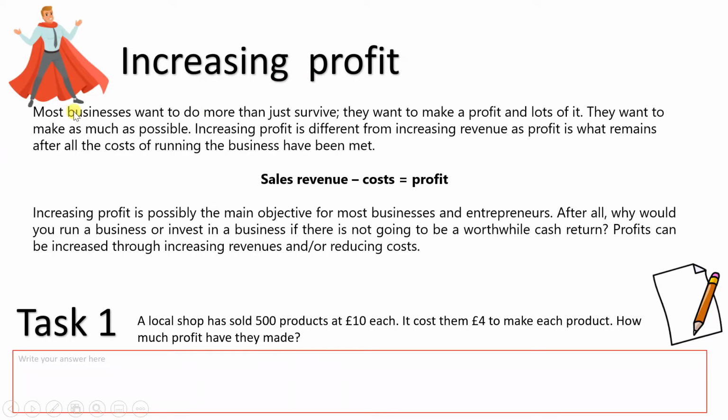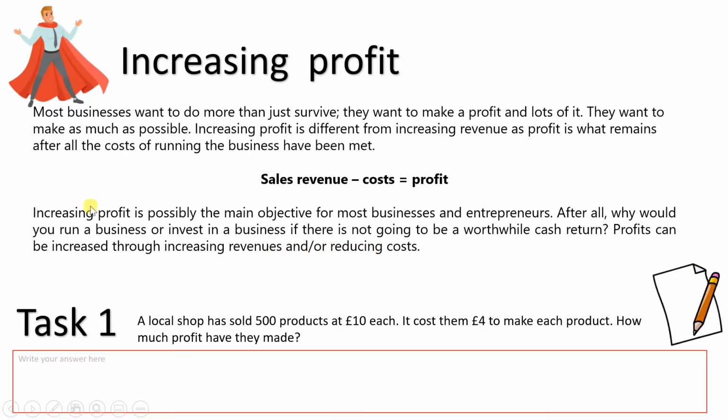Increasing profit. Most businesses want to do more than just survive. They want to make a profit and lots of it. They want to make as much as possible. Increasing profit is different from increasing revenue, as profit is what remains after all the costs of running the business have been met. Let's look at this formula: sales revenue minus costs equals profit. Increasing profit is possibly the main objective for most businesses and entrepreneurs. After all, why would you run a business or invest in a business if there is not going to be a worthwhile cash return? Profits can be increased through increasing revenues and/or reducing costs.